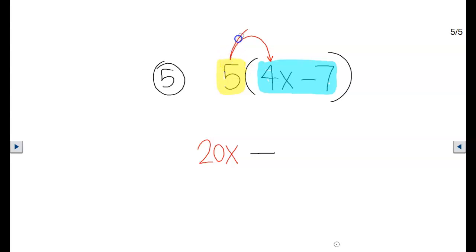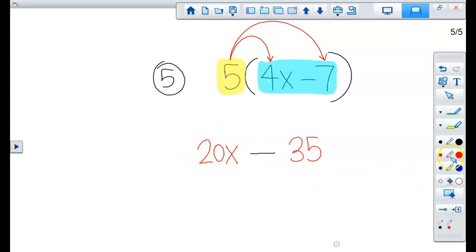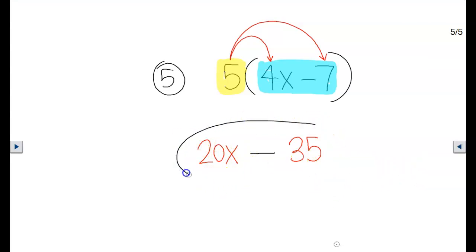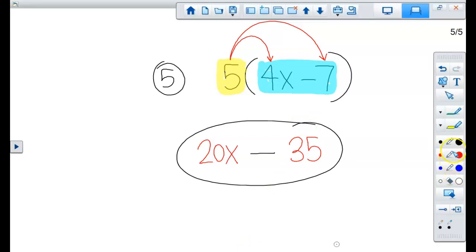Then we're going to do 5 times the second member of the group. So 5 times 7. 5 times 7 should have given you 35. You have no idea how much 20 times x is, so you can't subtract 35 from it. So that means this should have been your final answer. Hopefully you got that one right. 20x minus 35. We are distributing that number that is outside to each member of the group.